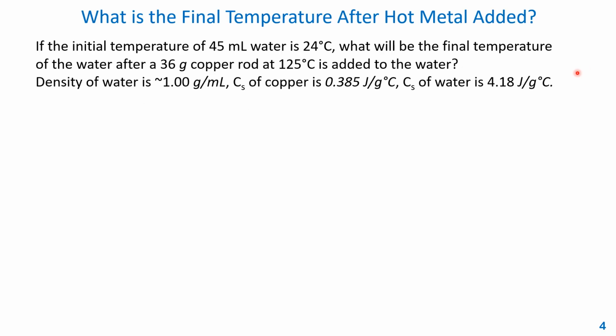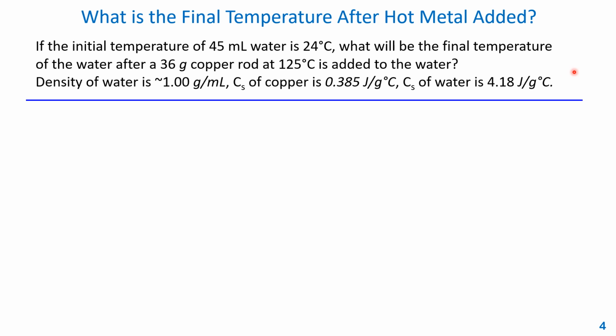We have one more example here. That is another type of question in thermochemistry. The question asks you for the final temperature after you add a hot metal rod to water, usually water at room temperature. If the initial temperature of 45 milliliters of water is 24 degrees Celsius, that's room temp, what will be the final temperature of the water after a 36 gram copper rod, which is 125 degrees Celsius, very hot, is added to this water? The information we need is the density of water, about 1 gram per milliliter. The specific heat capacity of copper is 0.385, and the specific heat capacity of water is 4.18. That's all the information you need.